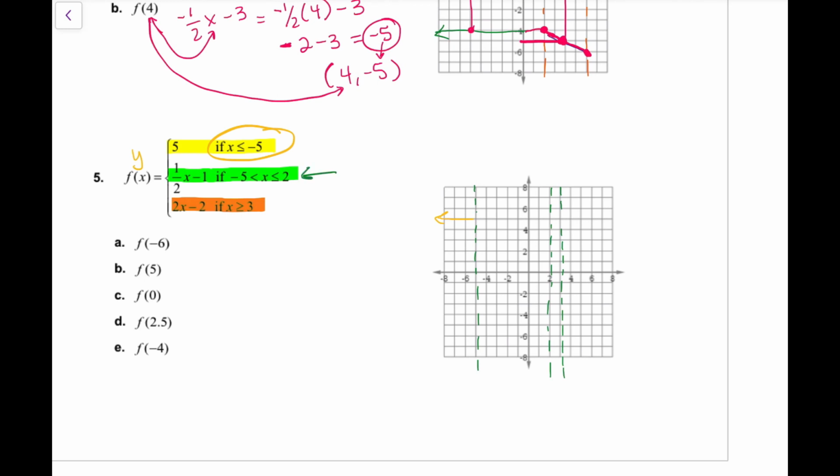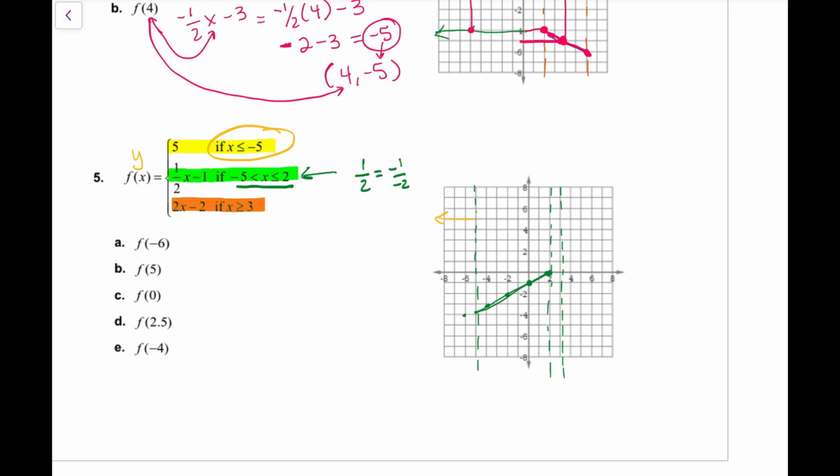In between -5 and 2, I'm going to use the equation 1/2 x minus 1. So I want to begin at -1. I want to go up 1 over 2. Now 1 over 2 is equal to -1 over -2, so I can also go down 1, left 2. And I'm doing this more because I'm trying to go between -5 and 2. So I only need this to be from between these 2 points here.